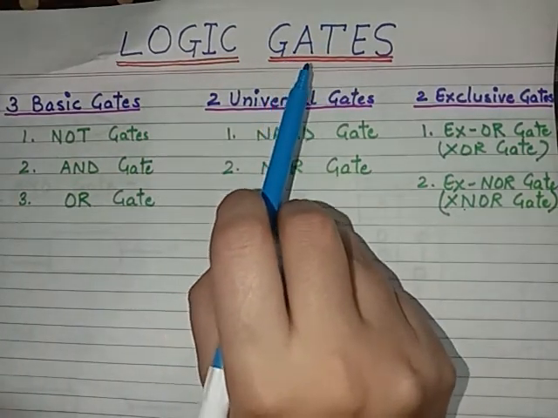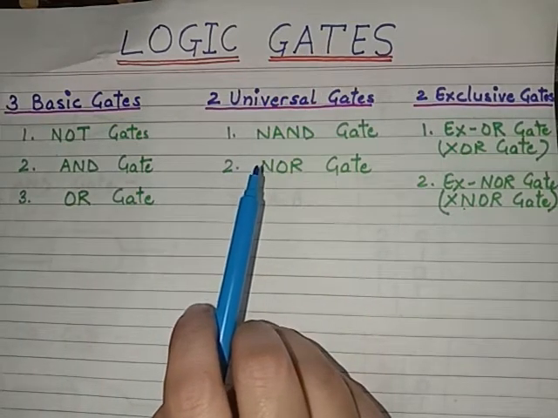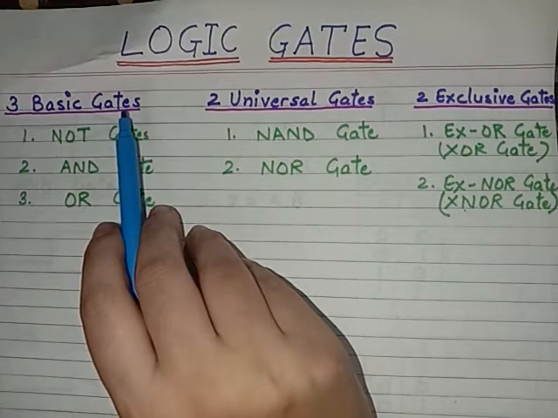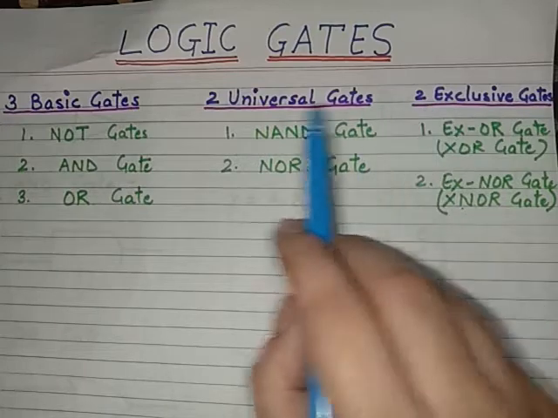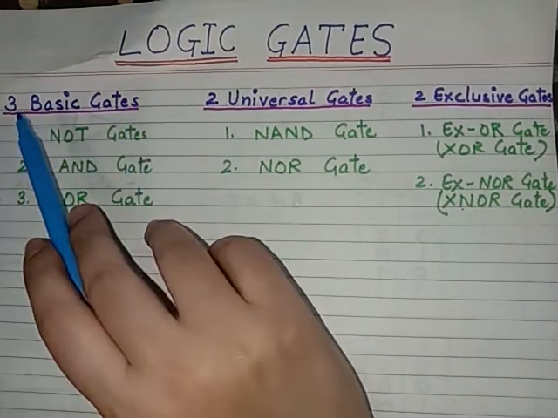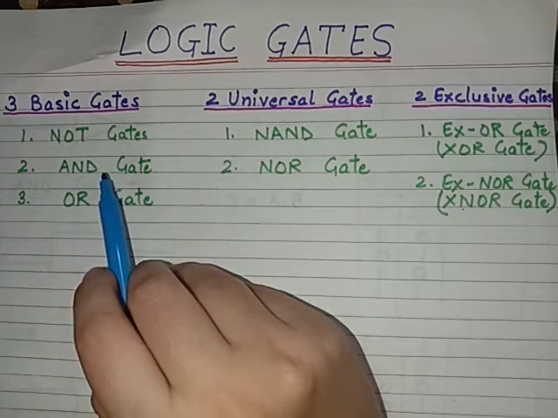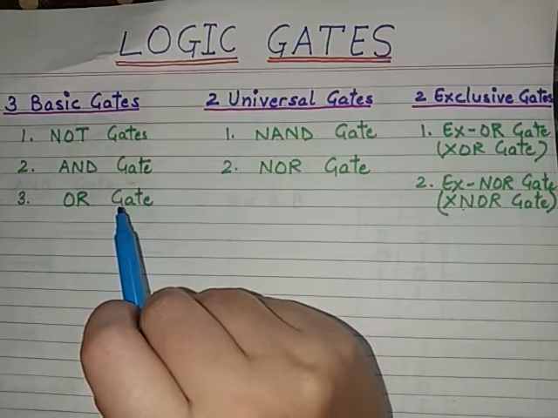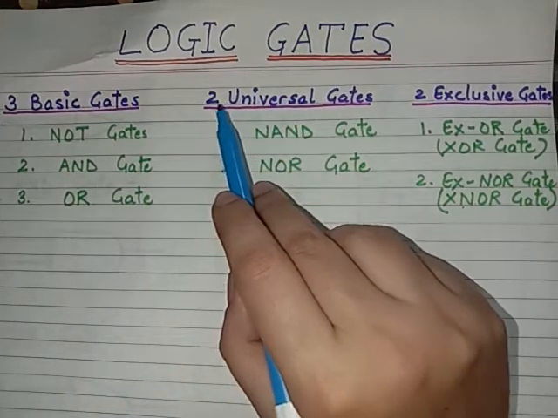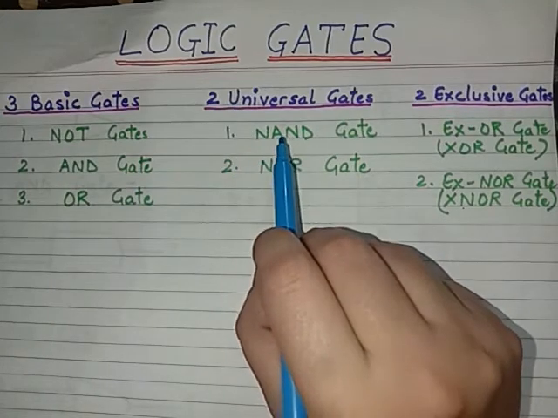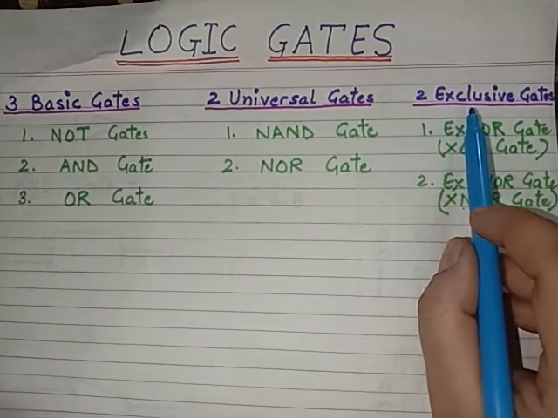We have different types of logic gates, and we are categorizing all the gates into three different categories, that is the basic gates, universal gates, and exclusive gates. Under the basic gates we have three different gates, that is a NOT gate, AND gate, and OR gate. And under the category of universal gates we have two different gates, that is a NAND gate and a NOR gate. And in the third category, exclusive gates.